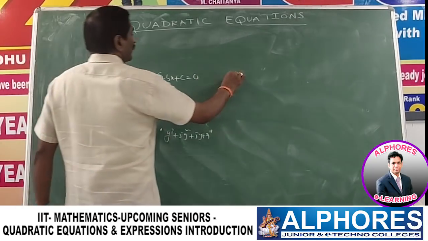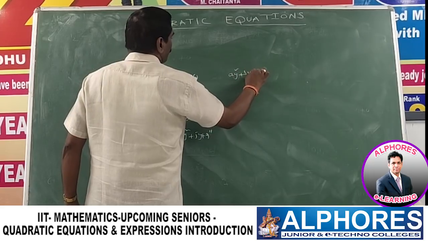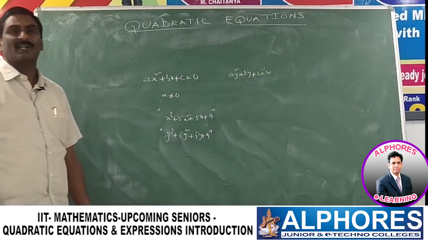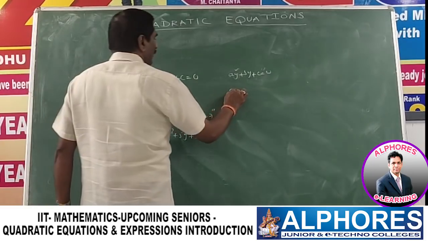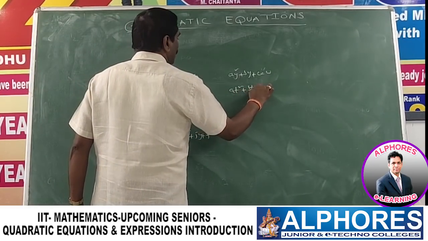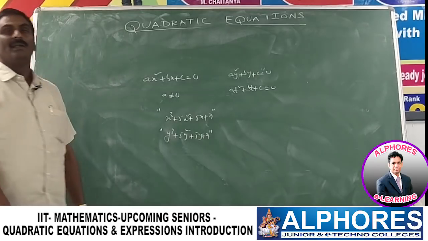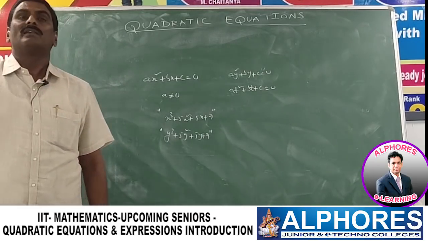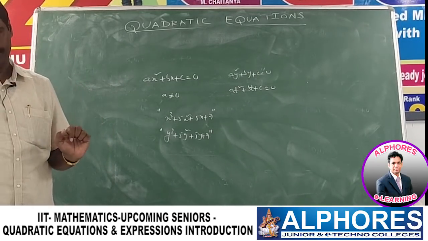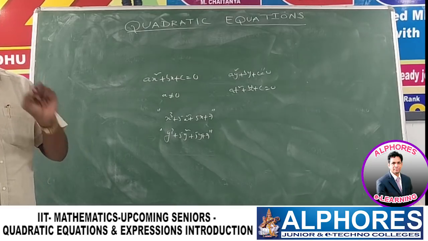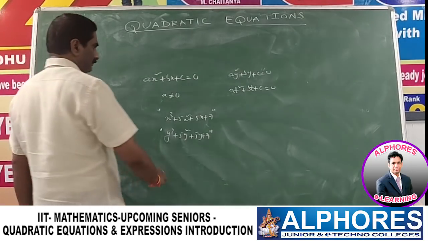Similarly, ay square plus by plus c is the quadratic equation in y. At square plus bt plus c is equal to 0 is the quadratic in t. In a quadratic equation, there is only one single variable. Counter examples.